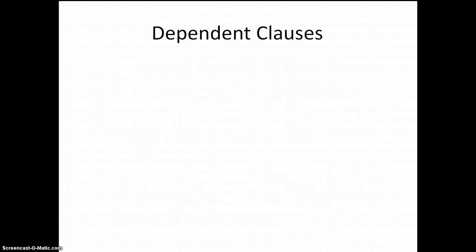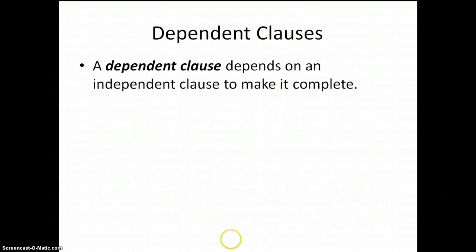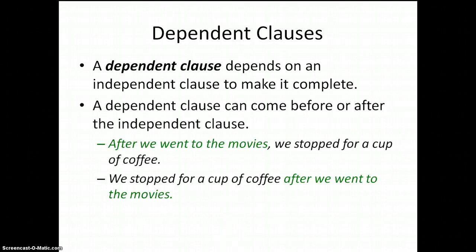Dependent clauses depend on that independent clause to make it complete. Okay, and dependent clauses can either come before or after the independent clause. But we have to have that independent clause. So, after we went to the movies, we stopped for a cup of coffee. Notice if we just stopped at after we went to the movies, it really doesn't make any sense because we're still wanting to know more.